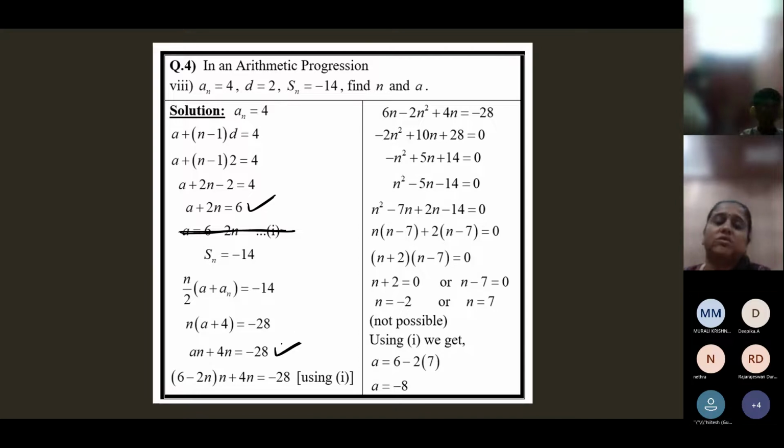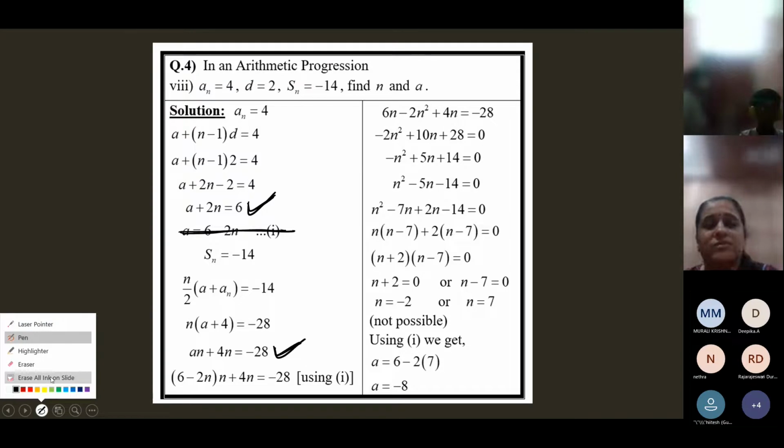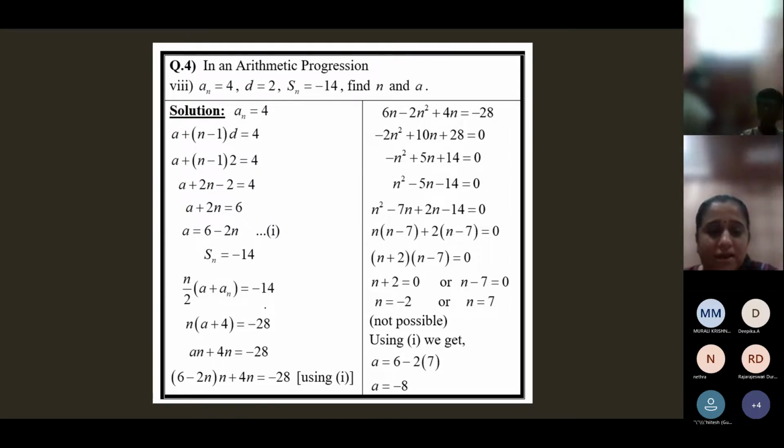And then you know that you cannot solve it by the elimination method. Immediately, substitution method. Only after you see this equation and this equation do you realize that you can solve them by the substitution method. So you go back to the first one, since this is easier. It's easy to write A is equal to 6 minus 2N. So you go back to the first equation and you write A in terms of N.